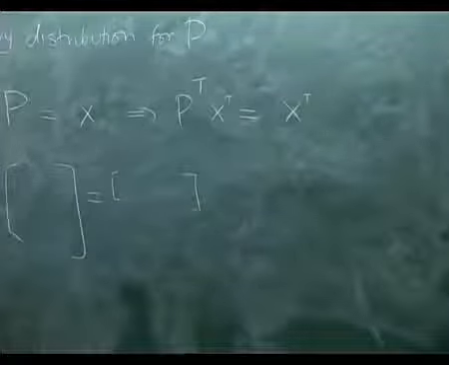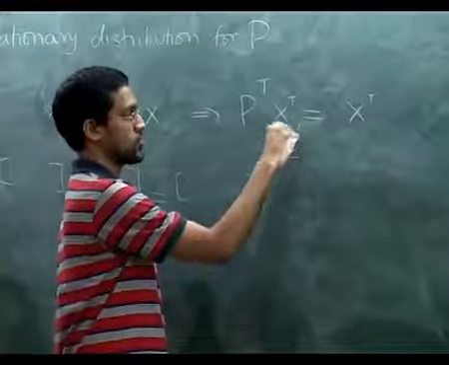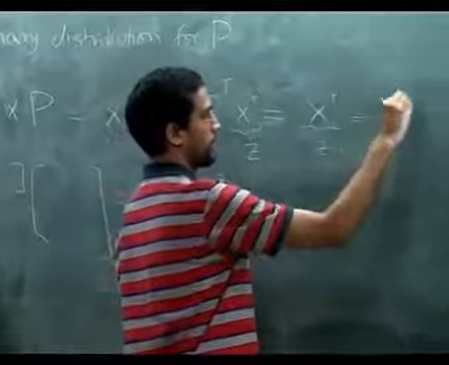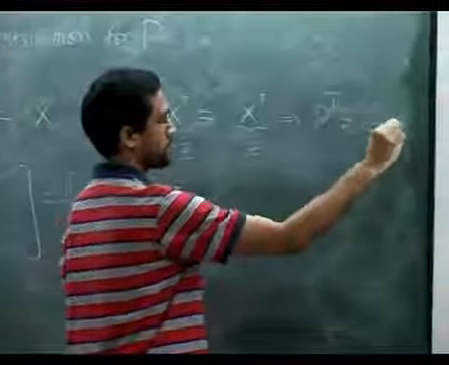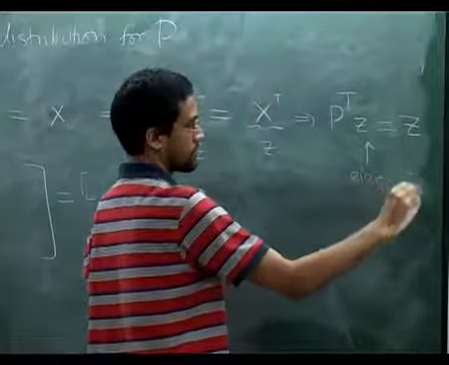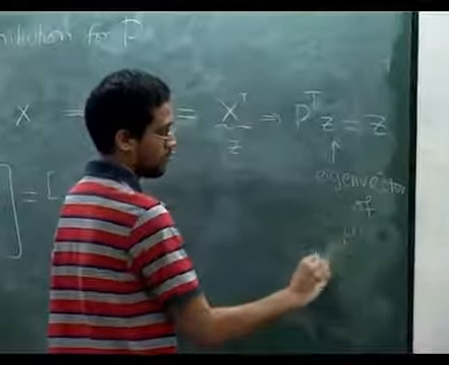So what does that equation now mean? What is X transpose for P transpose? It's an eigenvector, right? Let's call this Z. So it's P transpose Z is Z, which means Z is actually an eigenvector of P transpose for the eigenvalue 1.